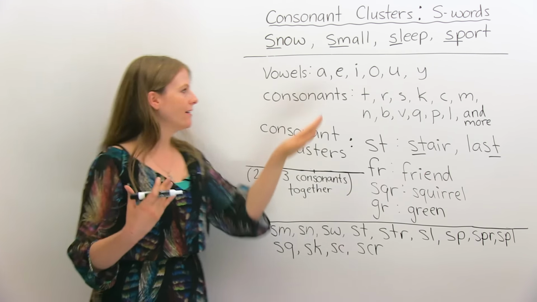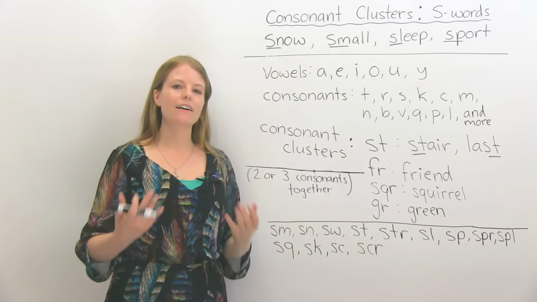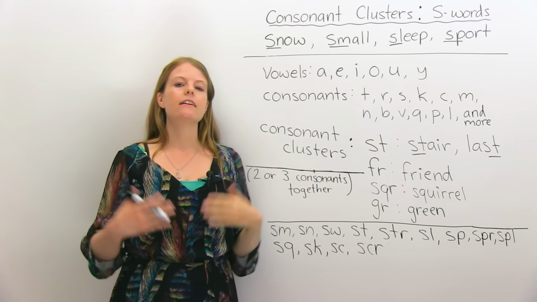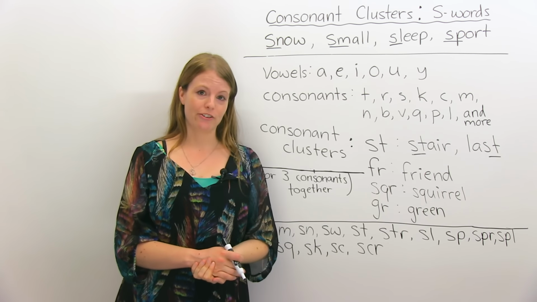So now in this word, for example, S is a consonant, N is a consonant. In this word, S is a consonant, M is a consonant, and L is a consonant. And here we have the same, S, L, and P are consonants, SP and R and T are consonants. Okay, so we've talked about vowels and we've talked about consonants. So now let's talk about consonant clusters.